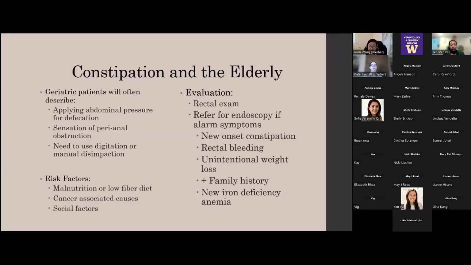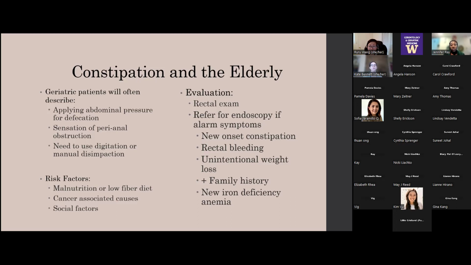So elderly patients will often describe needing to apply abdominal pressure to help with having a bowel movement, the sensation of a blockage or perianal obstruction, and the need to use digitation or manual disimpaction to help get stool out. Risk factors for that are malnutrition or a really low fiber diet. Obviously, you have to be concerned about cancer, looking at social factors too.